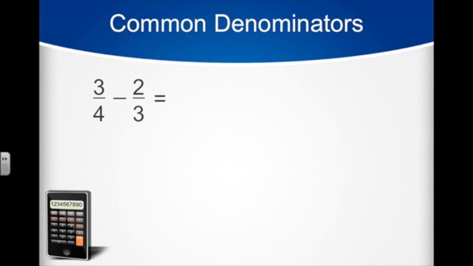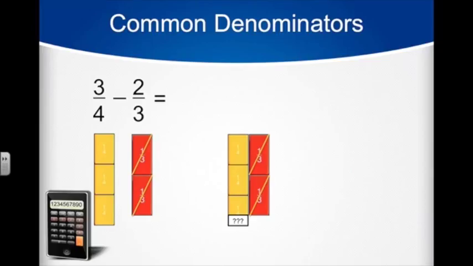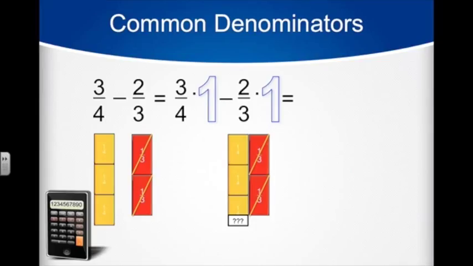Now let's try one where the denominators are not the same, 3/4 minus 2/3. If we try to take away 2/3 from 3/4, we have this little portion left, but we don't know how much that is. What we need to do is convert both fractions so they have the same denominator by multiplying by some form of the identity 1. What I mean here is that we're going to multiply by a fraction that equals 1, like 2/2 or 3/3 or 10/10. This will change the denominator without changing the value of the fraction.